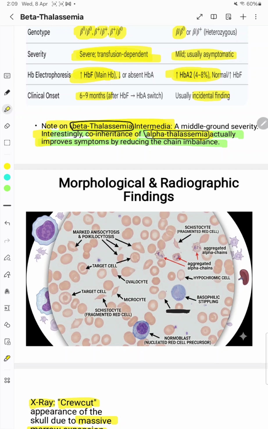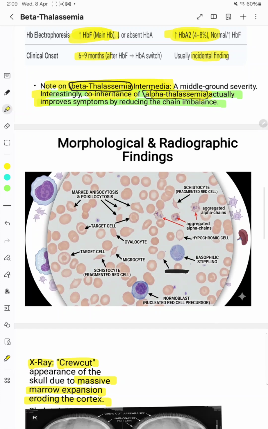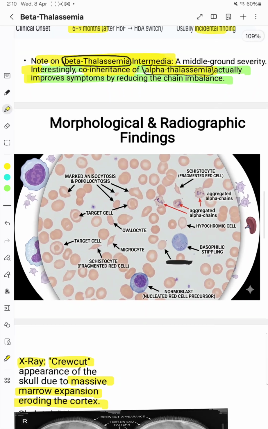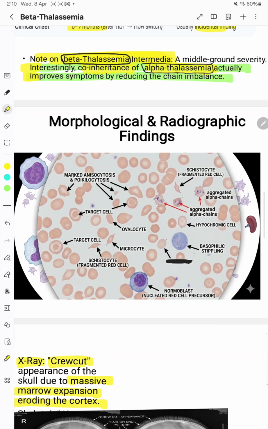Now we will see the morphological and radiographic findings in beta thalassemia. Primary cell type is microcytic hypochromic cells, along with basophilic stippling, target cells, microcytes, and variation in size and shape of the cell, which is known as anisopoikilocytosis. In the case of beta thalassemia major, excessive erythroid hyperplasia may result in the presence of normoblasts in peripheral blood.